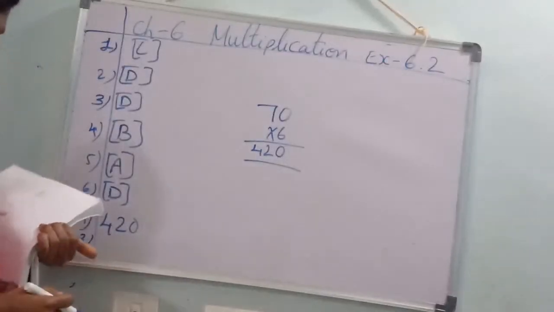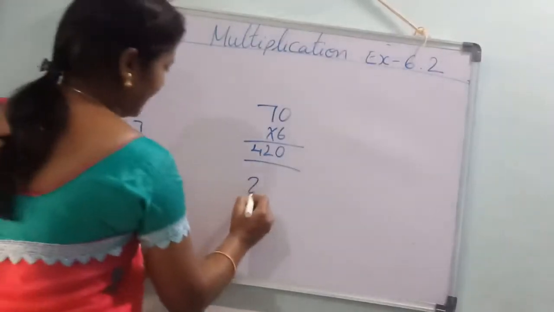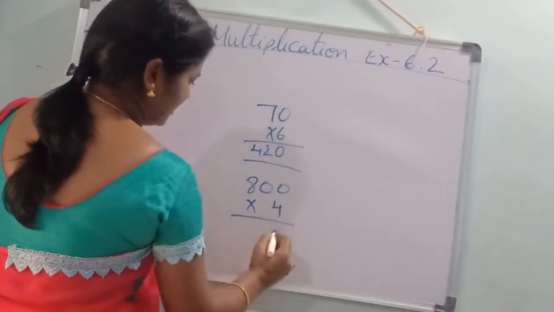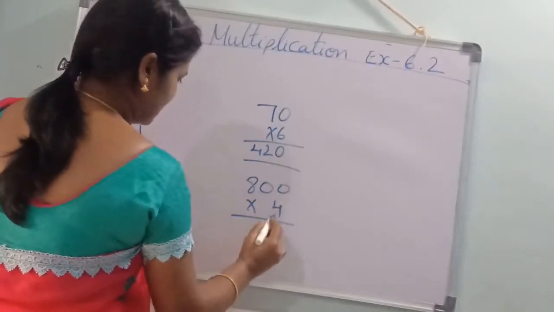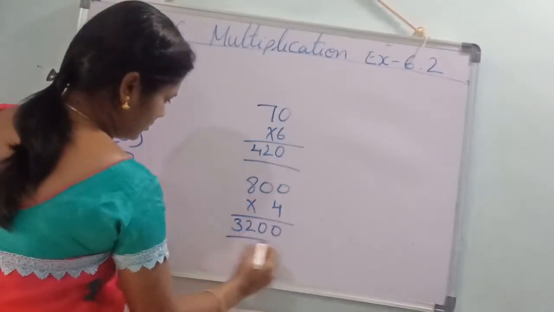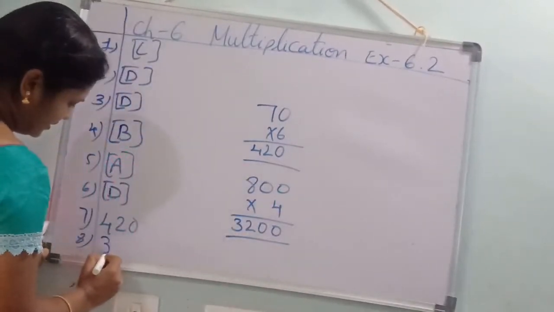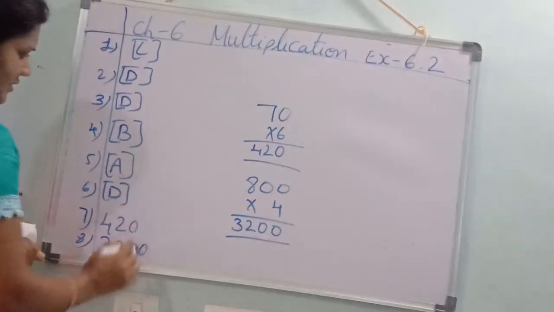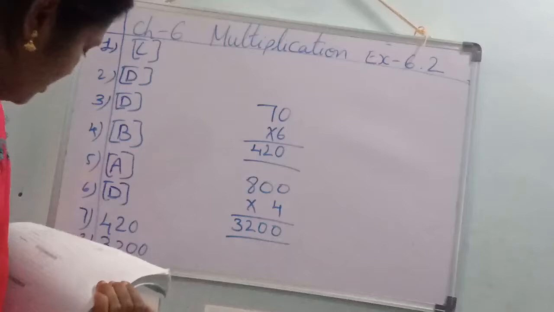Next, the product of 800 into 4. 4 zeros are 0. 4 zeros are 0. 4 eights are 32. What is the product? 3200. Yes? Yes or no?